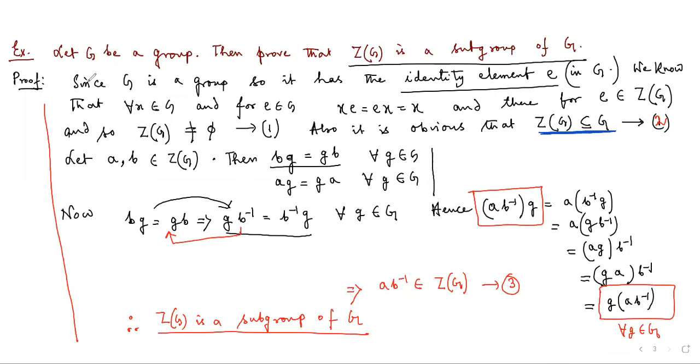Now you see that when capital G is commutative, we know that ZG becomes equal to G, and we know that G is a subgroup of itself. It is also true. So that known result is also justified by this result.